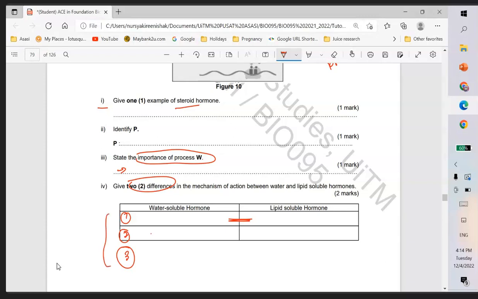So, apa lagi yang boleh letak? Maybe awak boleh letak kalau untuk water soluble hormone, there's production of second messenger or cAMP. Kalau lipid soluble hormone, no production of cAMP. Okay. Oh, saya dah nervous dah ni. Okay, dah guru dah. Okay, so next B.